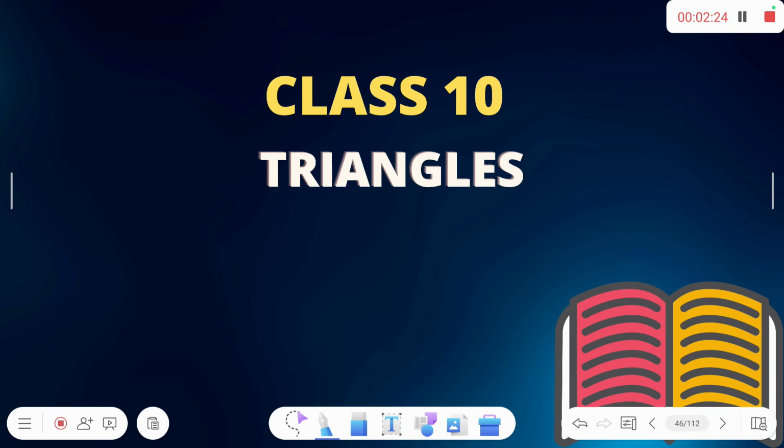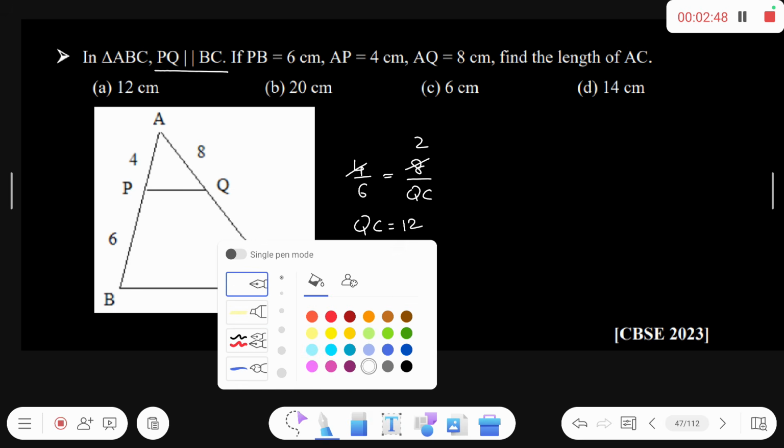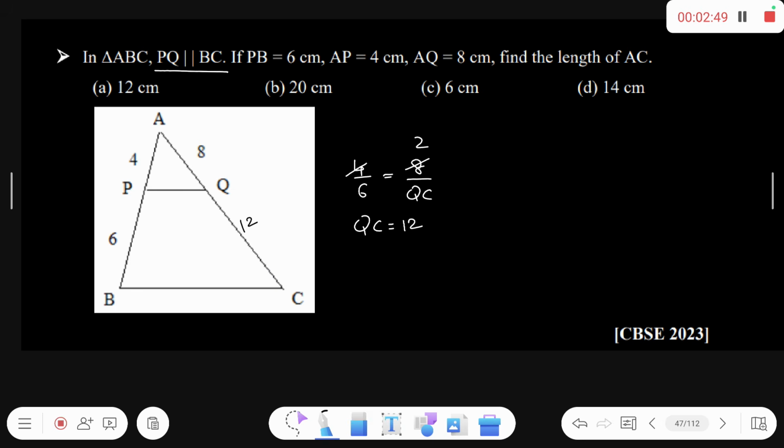Let's move to next chapter, triangles. First chapter of geometry. In triangle ABC, PQ is parallel to BC. If these are parallel, तो इनके side ratios क्या होंगी? Equal. So I can say, let me write it, 4 by 6 is equal to 8 by QC. So this is 2 and QC is equal to 12. Now it is saying find the length of AC. AC is 12 plus 8, 20.